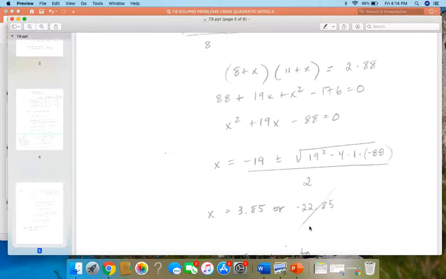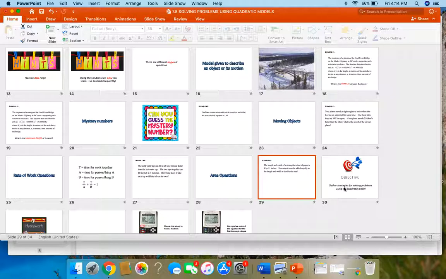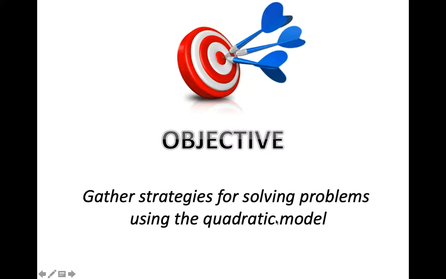Negative does not make sense in terms of adding it to paper's length and width. So my number is 3.85. If I add 3.85 inches to each side, I will double the area. So that in a nutshell then are the strategies and the different types of questions that we have for solving problems using the quadratic model.